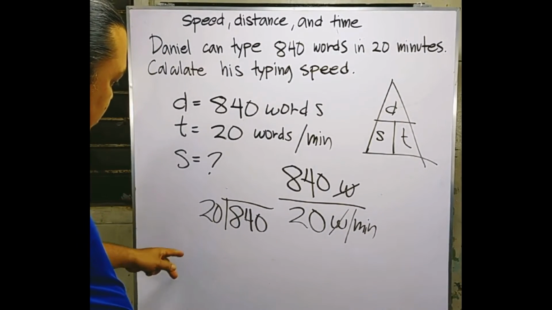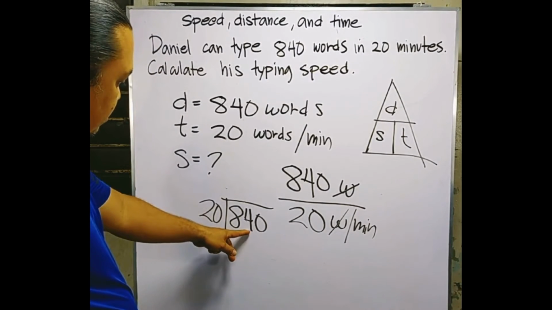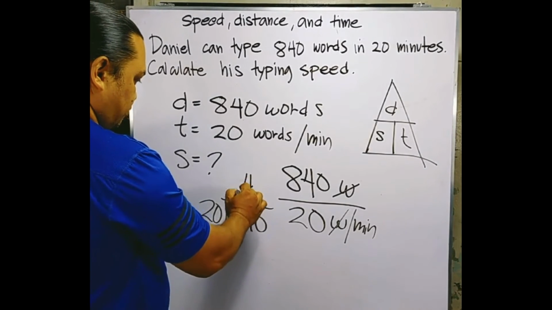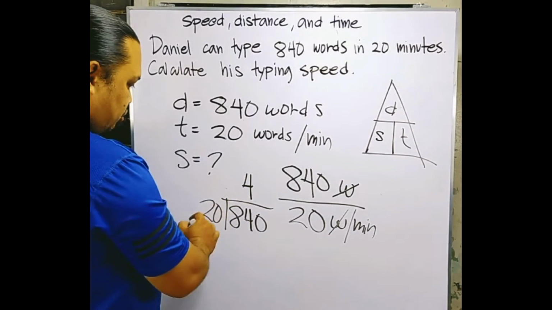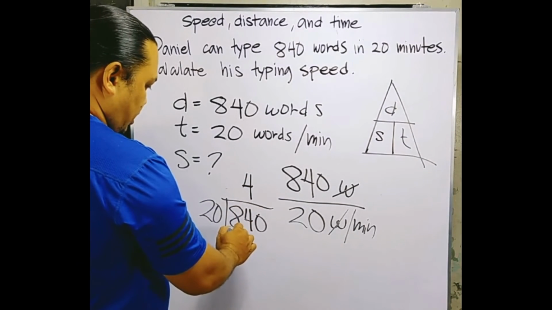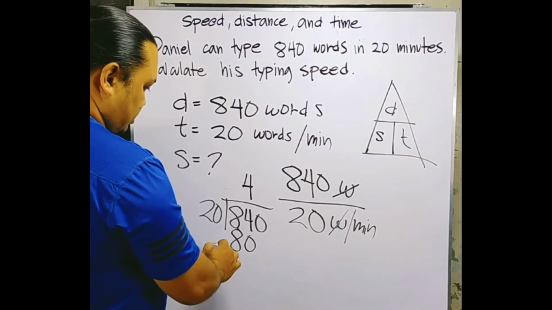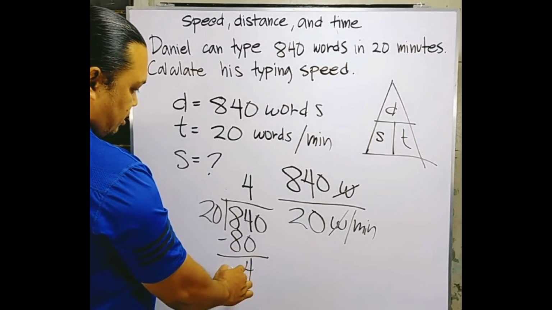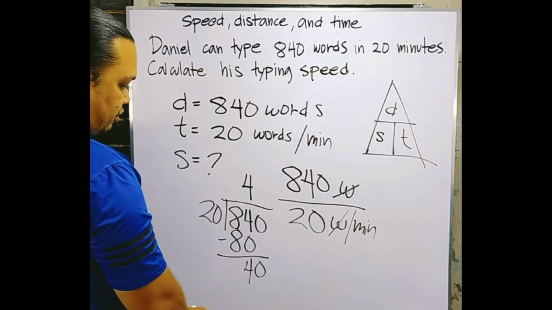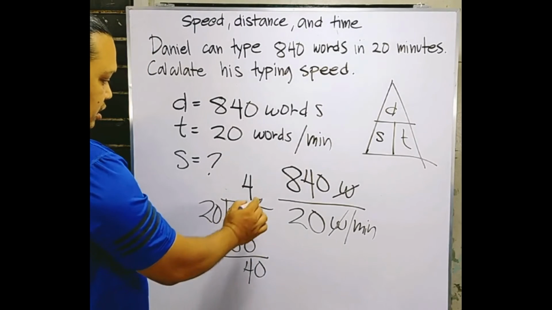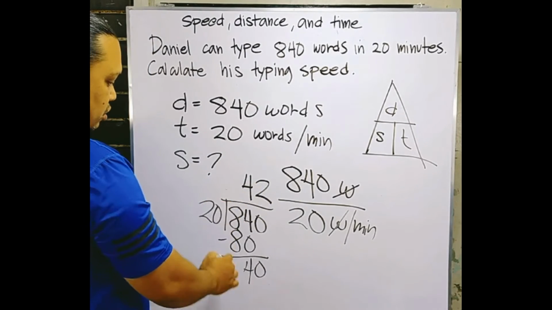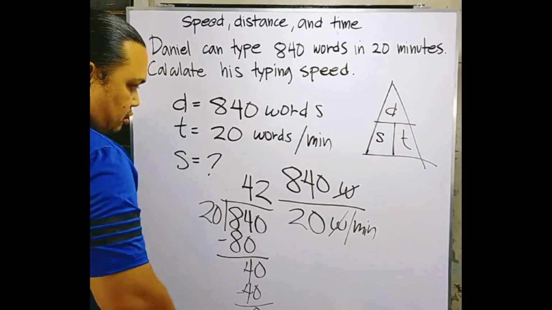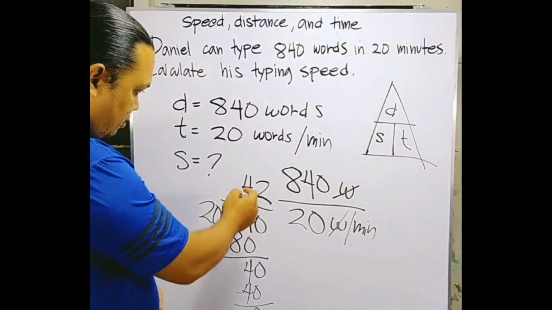Now, 84 divided by 20, that will be 4. Okay? So 4 here. 4 times 20 is 80. And let's subtract 84 minus 80, that's 4. Now bring down 0, we have 40 here. 40 divided by 20, that's 2. Now 2 times 20 is 40. 40 minus 40 is 0. So therefore, our answer will be 42.